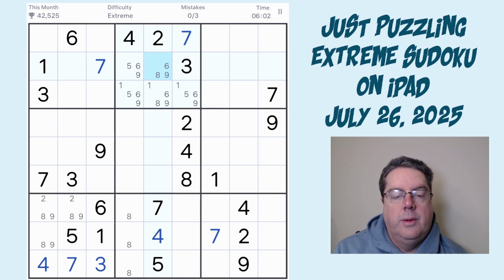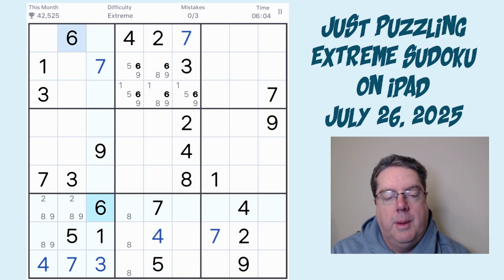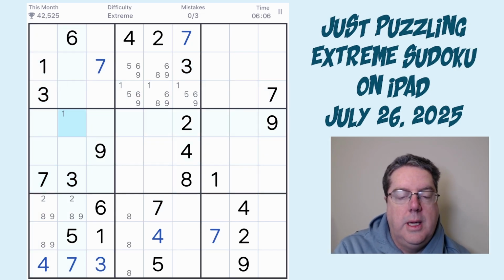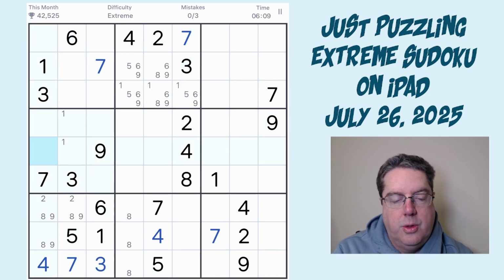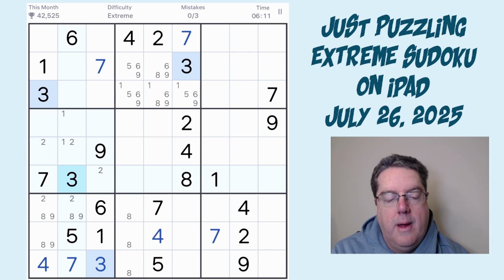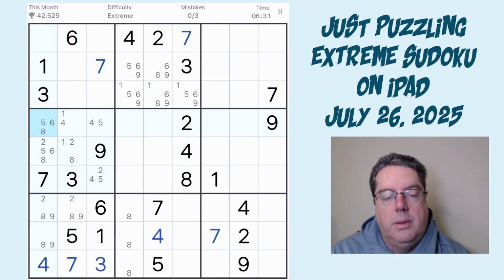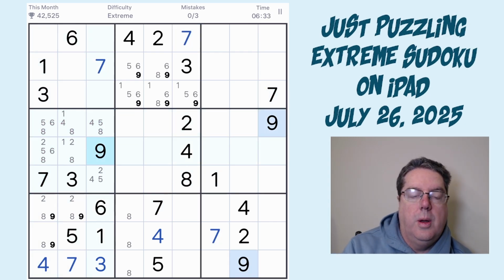Alright, so 1 comes up here, 1 comes down there, so 1 is here. 2 comes across here, so 2 is one of these 3. 3 is there. 4 comes up here, 4 comes across here, so 4 is one of these 3. 5 comes up here, so 5 is on the outside 2 corners. 6 comes up here, 6 comes down there, so 6 is here or here. 7's there, 8 comes across, so 8 is those 5 boxes there, and 9's there.